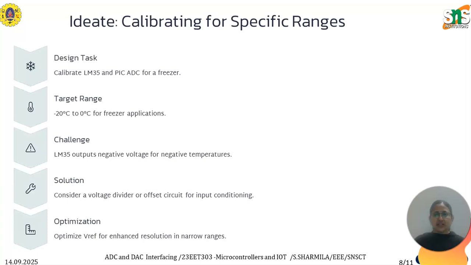Next, we calibrate for specific ranges in the ADC. The design task is to calibrate the LM35 and pick an ADC for a freezer. The target range is minus 20 degrees Celsius to 0 degrees Celsius for freezer applications. Challenge: the LM35 outputs negative voltage for negative temperatures. Solution: consider a voltage divider or offset circuit for input conditioning. Optimization: optimize V reference for enhanced resolution in narrow ranges.